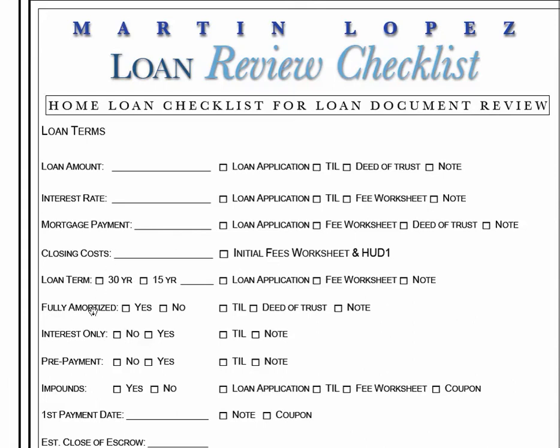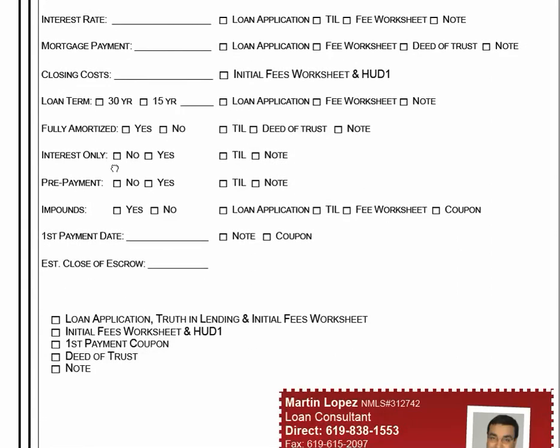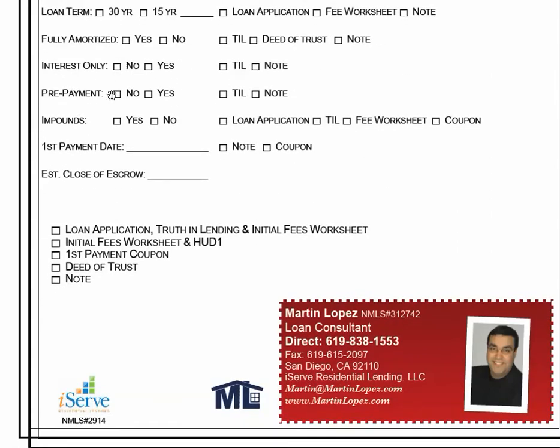And loan terms: if the loan is fully amortized, interest only, if there's a prepayment penalty, if there are any impounds. And then when are you going to close? And when is your first payment due? Those are critical things that people are always asking, and I want to make sure that you know this when we get started.